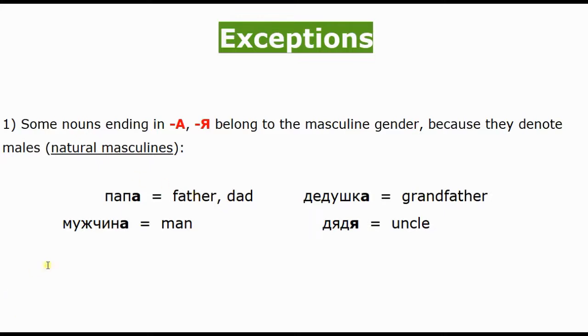Next we have мужчина, ending in а again, meaning man. Again, it represents a natural masculine meaning, notion, мужчина. Next we have дедушка, meaning grandfather, ending in а, again, it is of the masculine gender. And we also have дядя, ending in я, meaning uncle, also of the masculine gender because it represents a natural masculine notion.